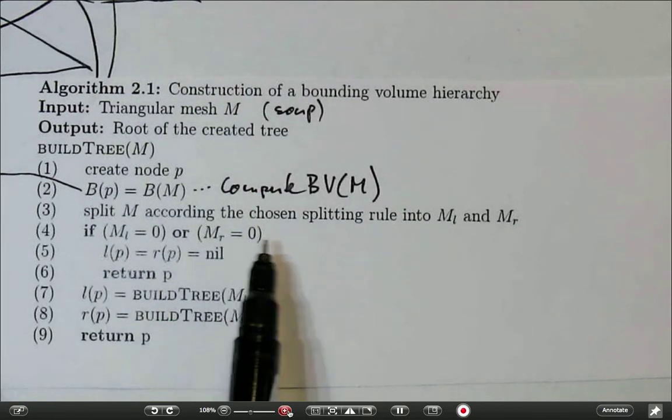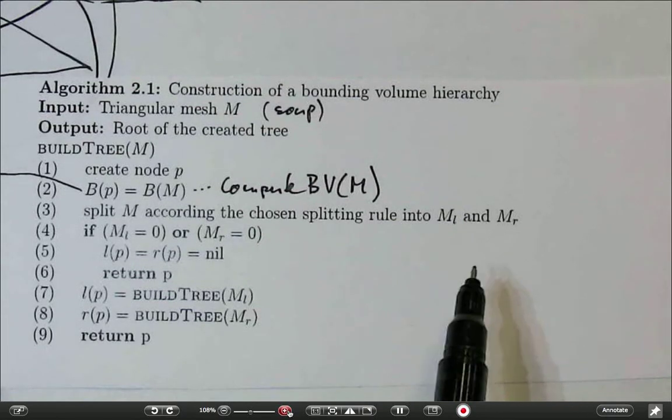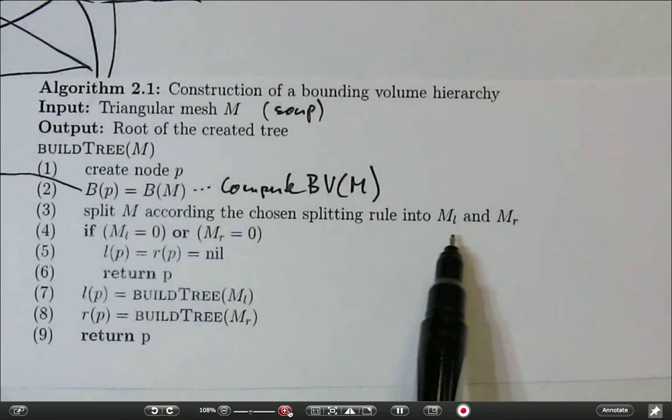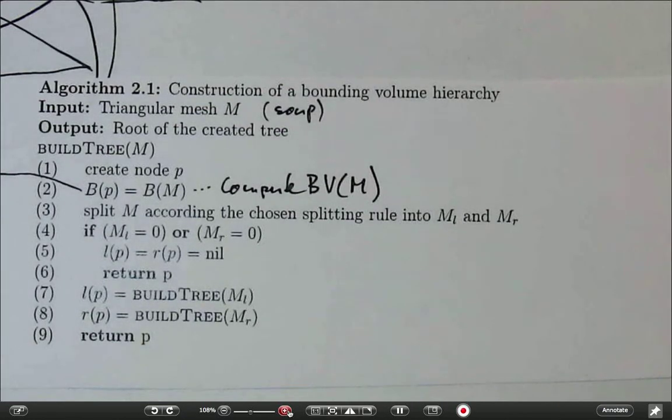Then I split M according to some splitting rule into two pieces, into a left and right piece. So that's what I showed before on this tree example. I take my polygon soup and chop it in two halves. The simplest way you can do it is to find an axis-aligned bounding box of the geometry, find the longest edge of the bounding box, and say, okay, I'll split it in the middle there. There are several ways you can do the splitting. There are some heuristics, but it turns out that this simple one seems to work as well as anything. Now, don't quote me on that, but it might not be far from the truth.